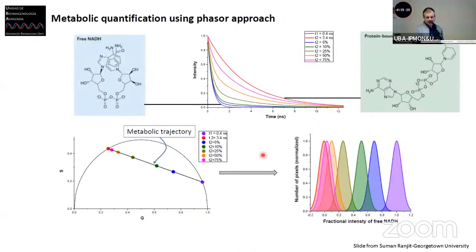So as I mentioned, we can build in the Phasor plot a ruler to measure the metabolism. And if we do a titration of the binding of NADH to an enzyme, let's say lactate dehydrogenase, we will have a linear combination from a very short lifetime, 0.4, to a long lifetime, 3.4 nanoseconds. And this ruler is now what we call a metabolic trajectory. So if we have pixels along here, which are more or less the location of the pixels that we will get from cells, we will be able to measure how much the metabolism changes.